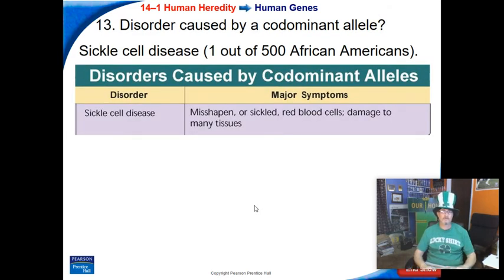A disorder caused by a codominant allele: sickle cell. Sickle cell is pretty common in African Americans, 1 in 500.